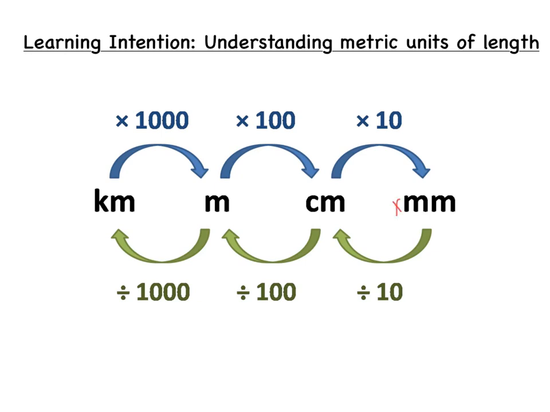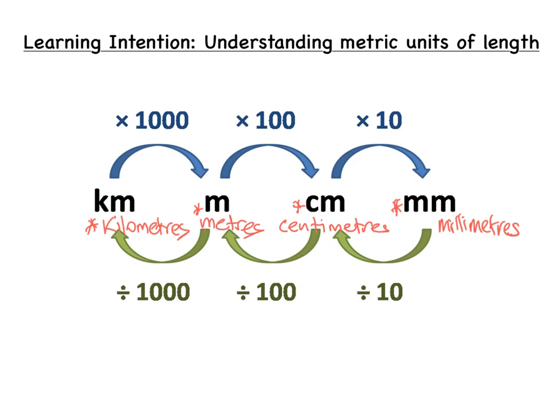So here we have our millimeters, so mm. This means millimeters, okay? Cm means centimeters. M is meters. And km is kilometers. Okay, so let's get started on how to use this diagram.